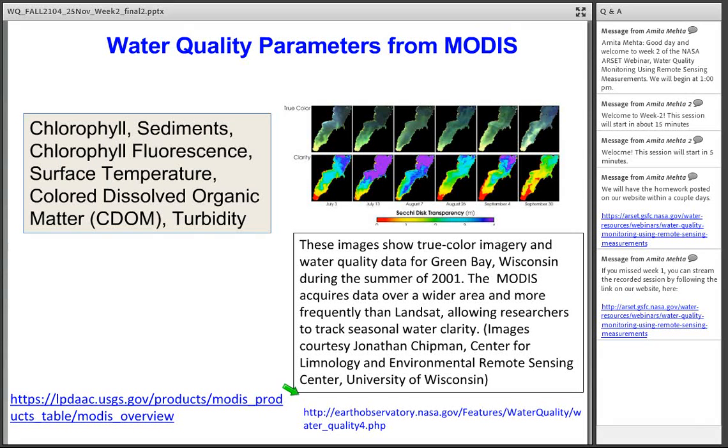More information can be found about this study from this website, and a lot of information about MODIS instruments and spectral bands and other information can be found from the LP DAAC USGS site.